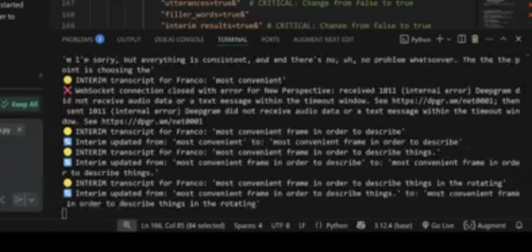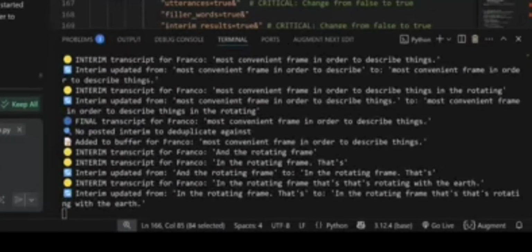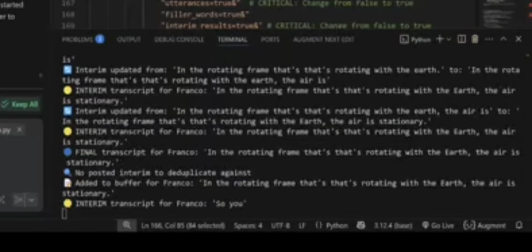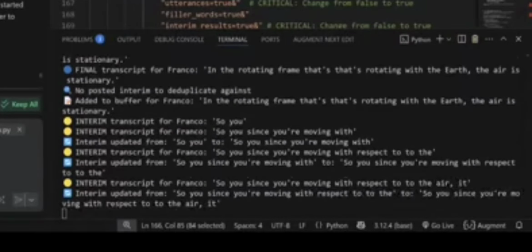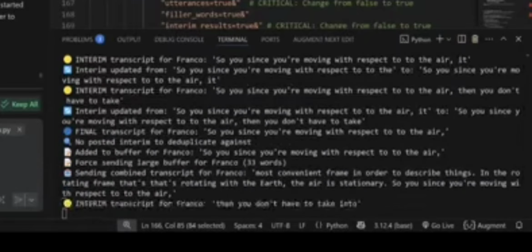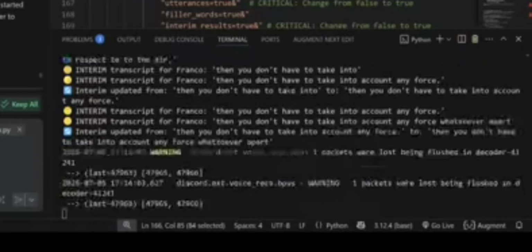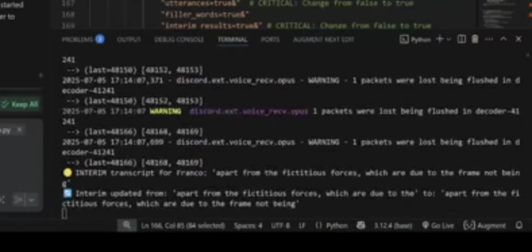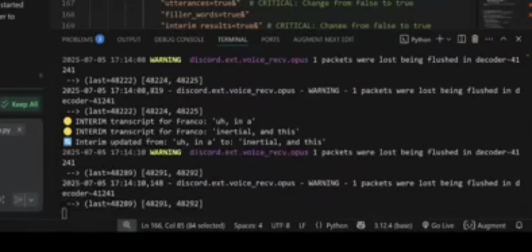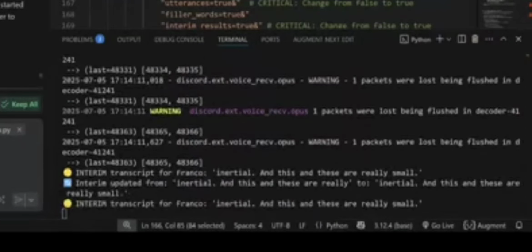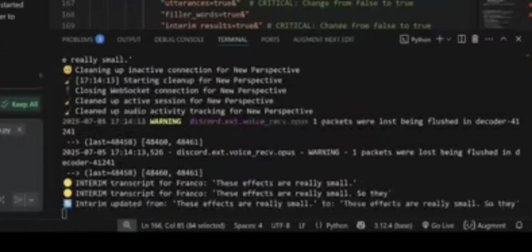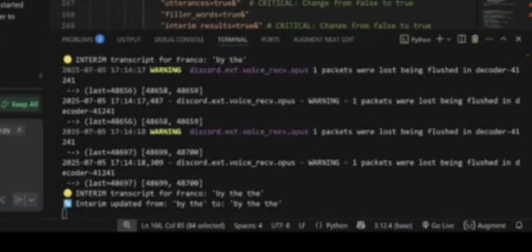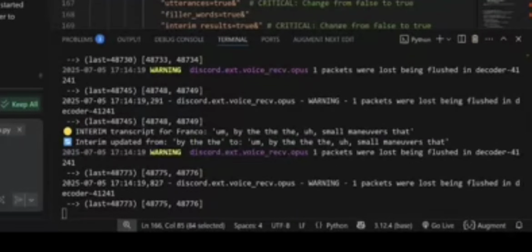In the rotating frame that's rotating with the Earth, the air is stationary. So since you're moving with respect to the air, then you don't have to take into account any force whatsoever, apart from the fictitious forces which are due to the frame not being inertial, and these are really small. These effects are really small, so they're taken into account by the small maneuvers that an airplane is doing.